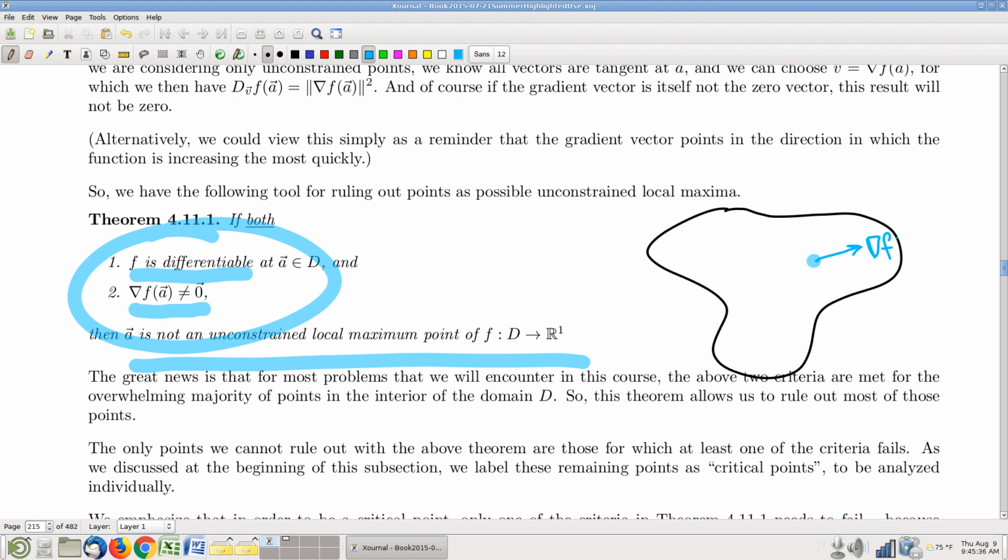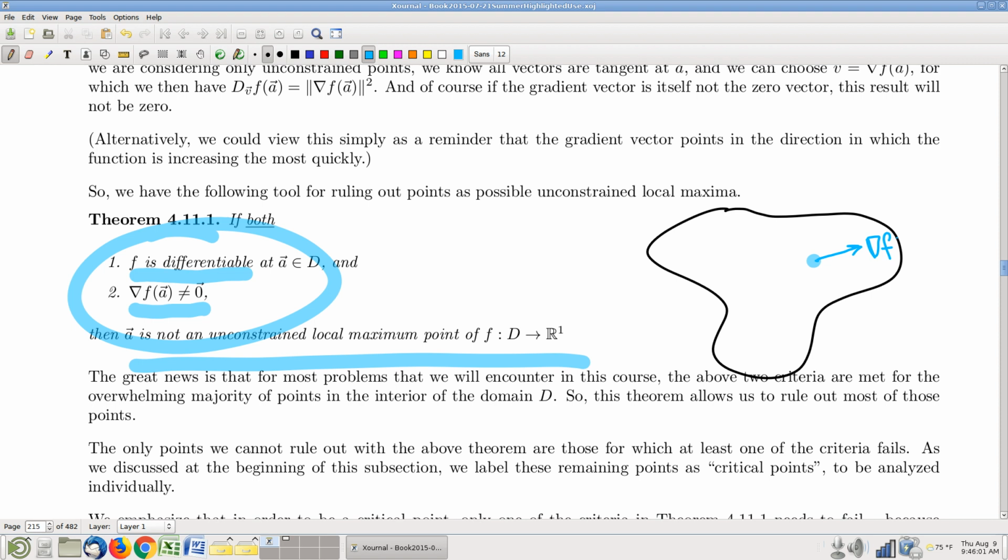And here's the great news. This eliminates the overwhelming majority of points in the interior. Almost all the time. It's super powerful. So this one result gives us just tremendous progress in trying to find candidate maxima or minima.